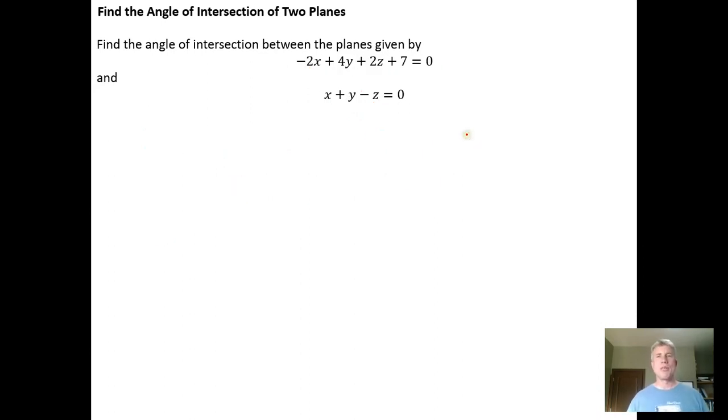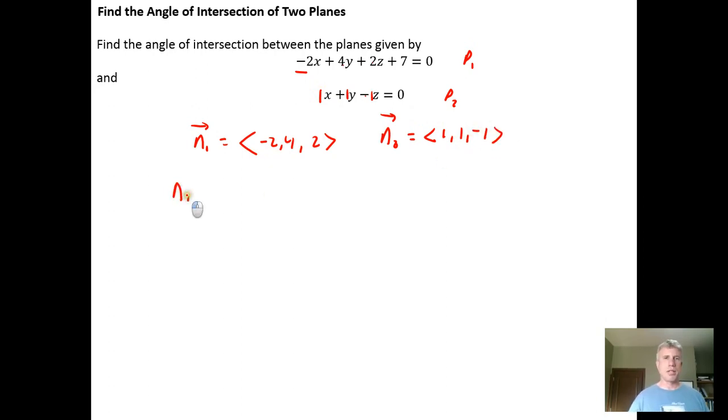If we look at the second example, I have a plane here, plane sub 1, and a plane sub 2. Plane sub 1 has normal vector given by -2, 4, and 2. And the second plane, n sub 2, has a normal vector, or perpendicular vector, given by 1, 1, and -1.